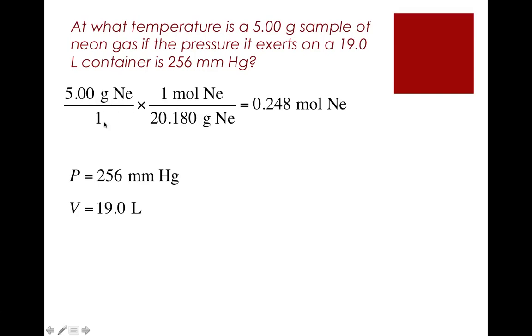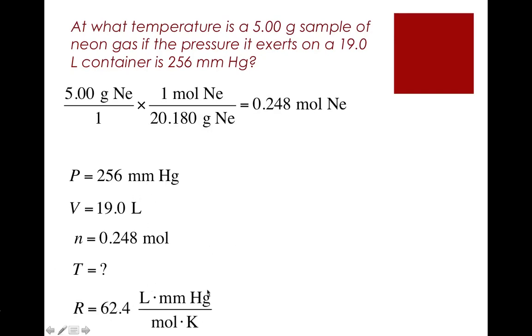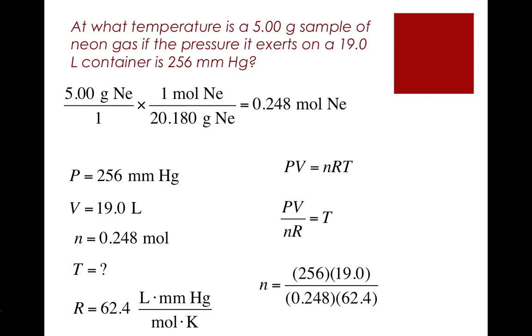I'm going to put it over 1. Molar mass of neon is 20.180. Multiply that out. I have 0.248 moles of neon. So I can write that down. Of course, here's my pressure and my volume. I don't know the temperature, but I'm going to pick the correct R value, the one with millimeters of mercury, and that was the 62.4. PV equals nRT. Solve for T. Plug in my numbers. Oh, I left that N in there again. And get an answer, 314 Kelvin.